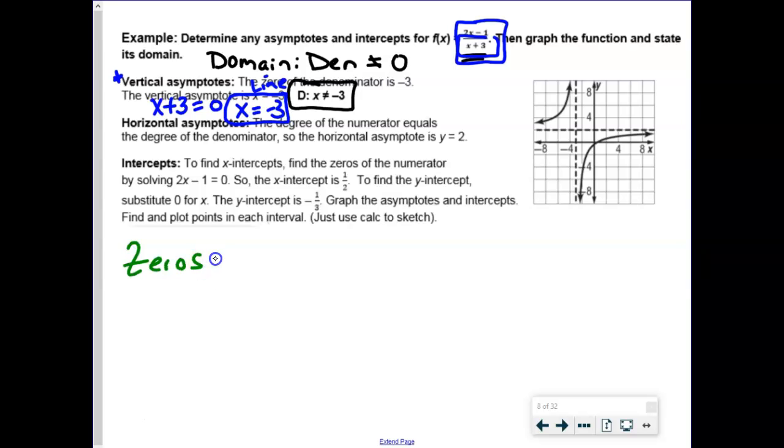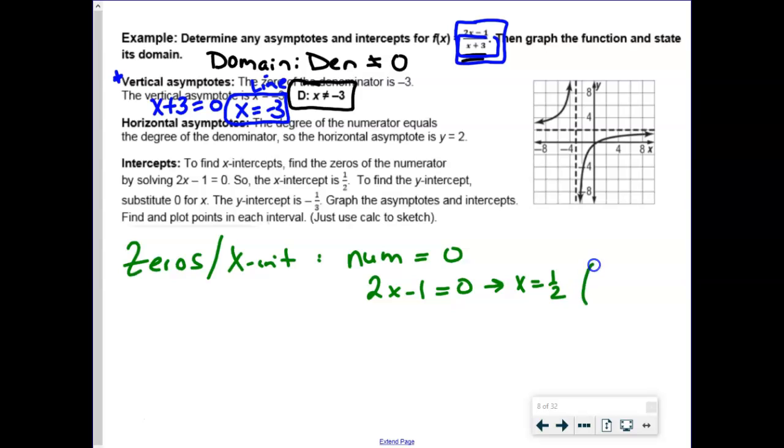So your zeros, x-intercepts. Same thing, right? You're supposed to take your numerator and solve it by setting it equal to 0. So 2x minus 1 equals 0, which means we have an x-intercept at 1/2. But guys, what I want from you is to remember that for an x-intercept, while your x value is 1/2, your y value is 0. That's the definition of an x-intercept. I want this written as an ordered pair.